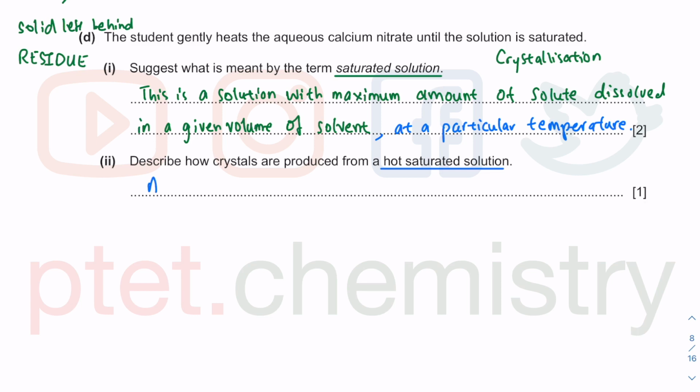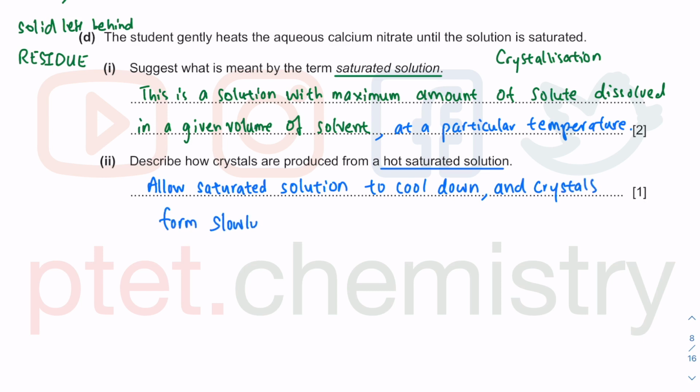How crystals are produced, this is the next step in the crystallization assay. So you know that you have a solution, you don't see solid inside, so you just allow the saturated solution, which is hot, to cool down, and crystals will form slowly when it cools down. This is because at room temperature, the solubility is not as high anymore. Therefore, as it cools down back to room temperature, the crystals will start to come out.